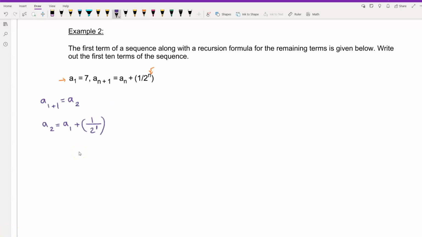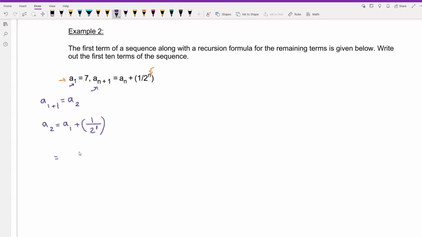So here I want to find a sub 2. So what I used here for n is 1. So I used this one here, a sub 1 equal to 7. In this case, n is 1. So to have a sub 2 using this part, instead of n, we have to use 1. So we have a sub 1 plus 1, that is equal to a sub 1 plus 1 over 2, and here the power is 1.